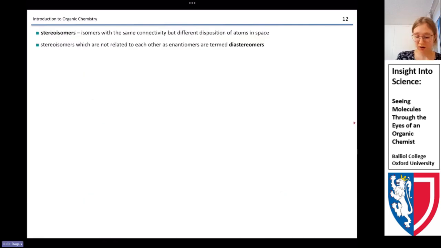Okay. Perfect. Right. So as I mentioned, stereoisomers are isomers with the same connectivity, but different arrangement of atoms in space. We already talked about enantiomers, but I mentioned that alkenes can also be termed stereoisomers. So what are they actually? They are diastereomers. Diastereomers are basically stereoisomers which are not related to each other as enantiomers.